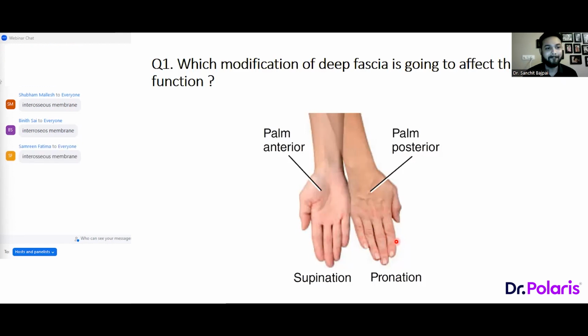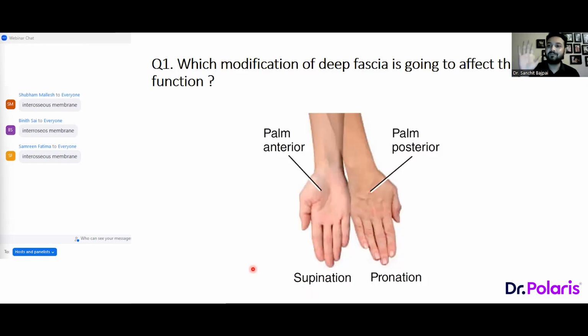Here we have Shubham, who has answered first as interosseous membrane. Great. So I think we have got a lot of right answers, but Shubham gets the point because that is how you have to make a practice of MCQs. You have to be very, very fast if you know a particular thing, right? So interosseous membrane is the right answer. I told you between two bones, which particularly makes this function a lot easier, pronation and supination.